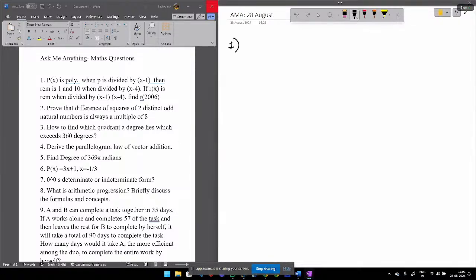Okay, तो first question क्या दिया है हमें? It is saying p of x is a polynomial, and when p is divided by x minus 1, then the remainder is 1, and 10 when divided by x minus 4. Okay, so we'll read the question completely, है ना? पहले try to understand what it is asking us. If r of x is the remainder when divided by x minus 1 into x minus 4, find r of 2006.